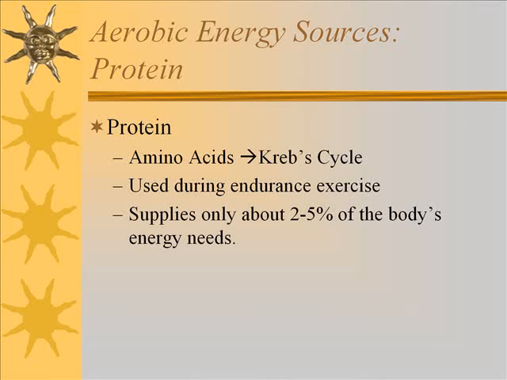Lastly, I mentioned that we get a small amount of energy from protein. And how does that happen? Well, if you remember, the building blocks of a protein are amino acids. Once we cleave off that nitrogen group, the amino acid structure can also enter the Krebs cycle, kind of in an intermediary step, and move forward to create energy. Again, it's not a main source of energy during exercise or activity, but it is utilized many times in endurance types of exercise. It supplies only about 2 to 5% of the body's energy needs, to give you some perspective on that.